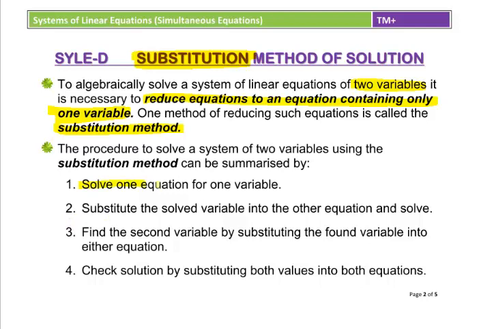Step 1, solve one equation for one variable. That means get one equation with either x on its own or y on its own. Step 2, we then substitute that rearranged equation into the other equation. That means the other equation now only has one variable and we'll be able to solve it just like we did for linear equations. We then find the second variable by substituting what we just found into either of the original equations, and then we can check our solution by substituting both values.